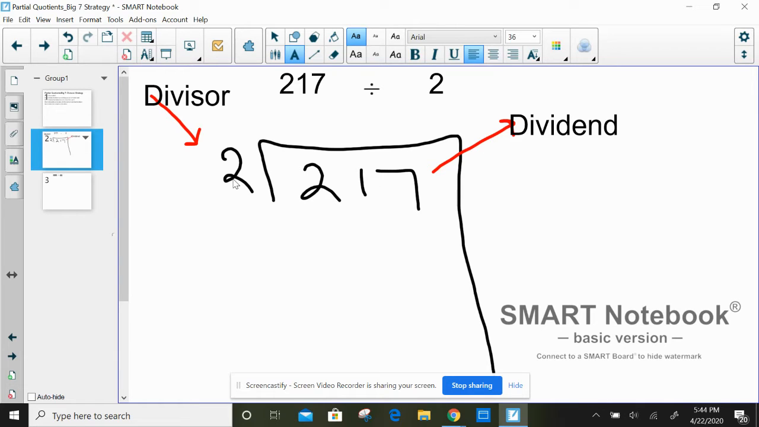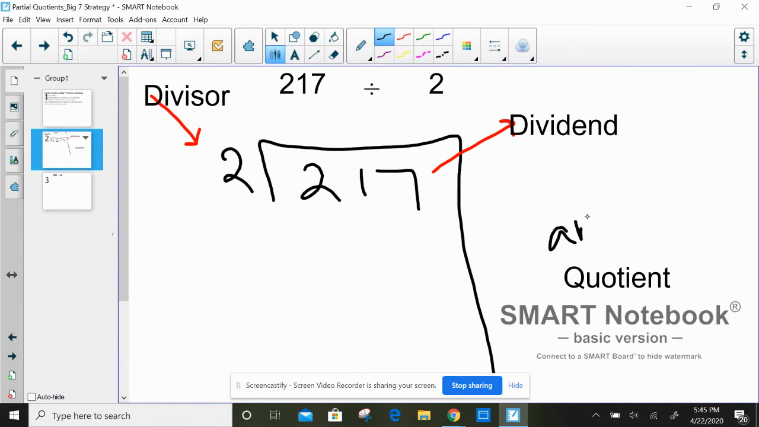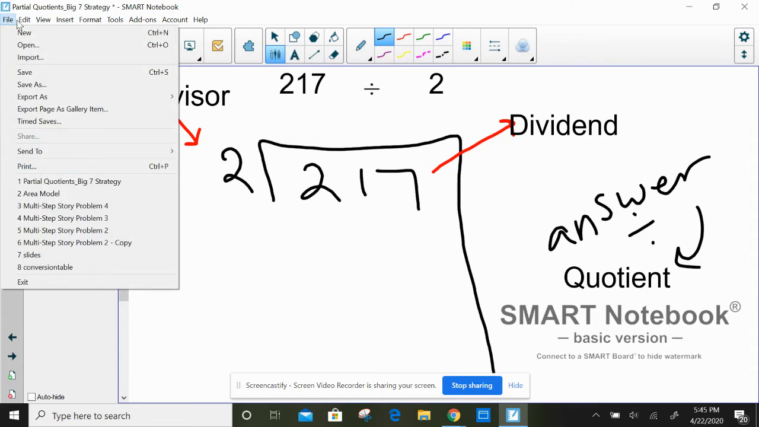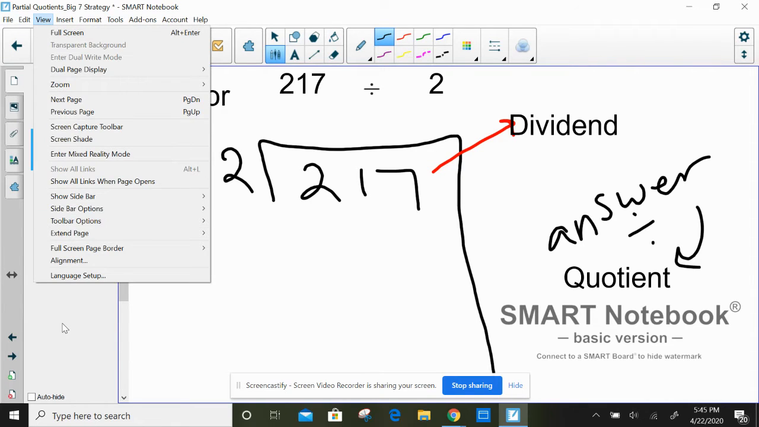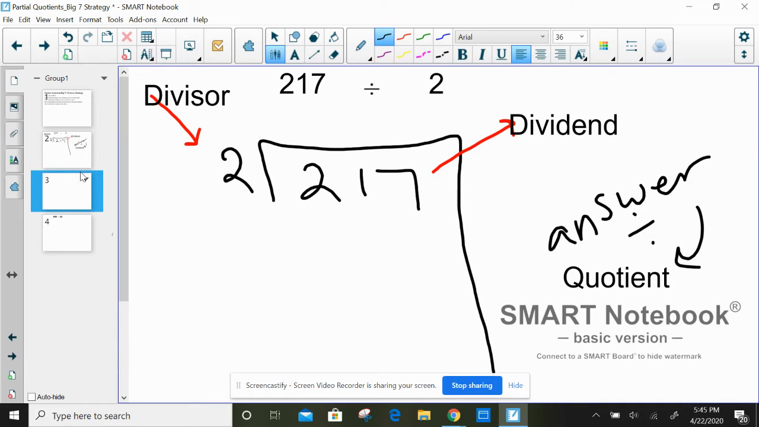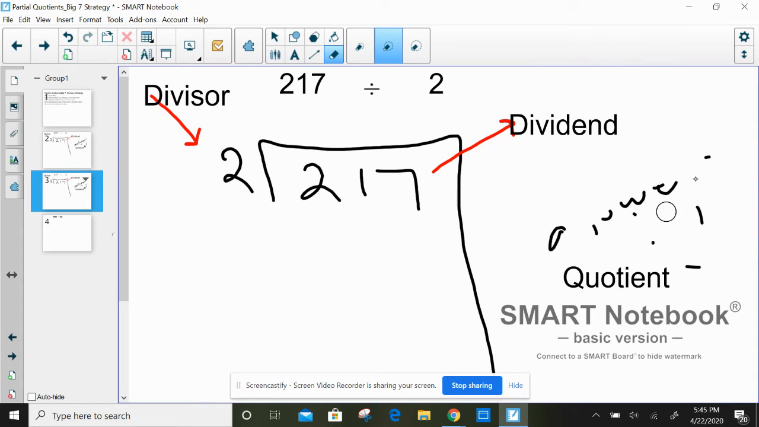And then whatever our answer ends up being is going to be called the quotient. A quotient is the answer to a division equation, okay? All right, so I'll leave those there for a second. I'm going to make a duplicate of this page here. That way we can refer back to these words. But I don't want you to get too bogged down with these numbers, okay? So I'm going to erase these, and I'll refer back to those key vocabulary words as we go.